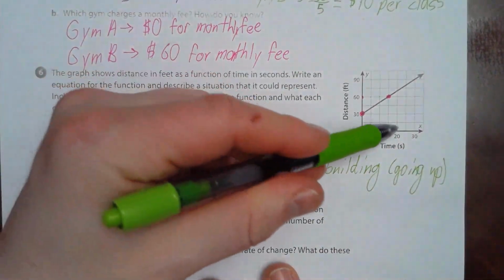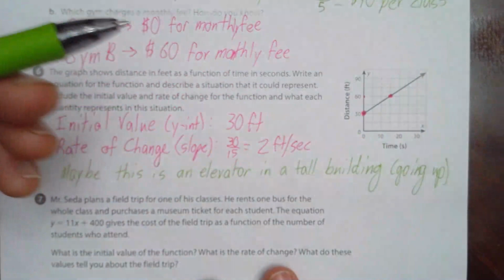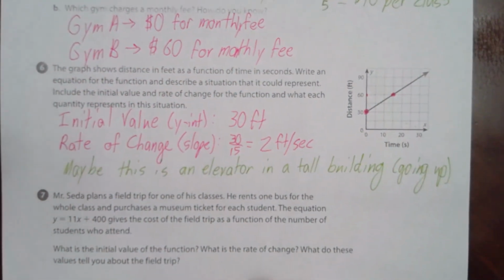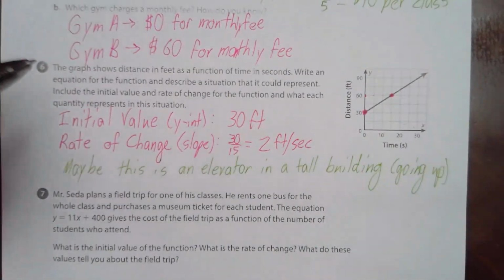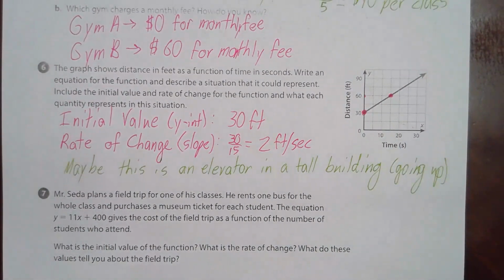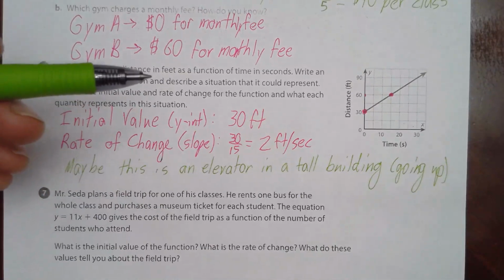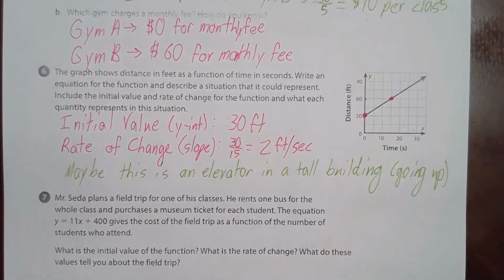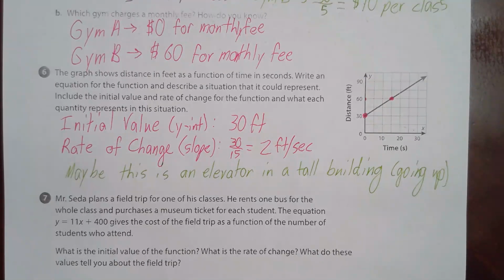I know it's a tall building because it keeps going. It's going at least for 30 seconds, right? Maybe it's a really tall building. I don't know. But it's got to be something moving at a constant rate and increasing in height. Maybe somebody is lifting a flag up a really tall flagpole, or maybe it's a ski lift that's going up the mountain at a constant rate.